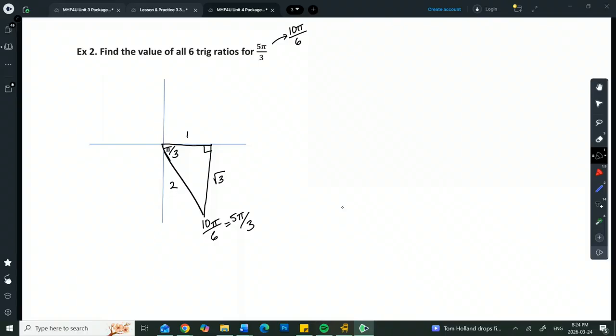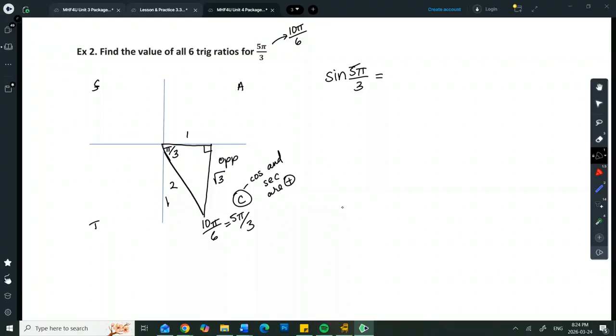Okay, so now, given that I'm in the cosine quadrant, thinking about the cast rule, I know that cosine and its reciprocal, which is secant, are positive here. Everything else is negative. So let's set up all 6 trig ratios. Sine 5 pi over 3. This is going to be opposite over hypotenuse. This one's adjacent. We'll need that for later. And it will be negative in the cosine quadrant. So negative root 3 opposite over hypotenuse 2.